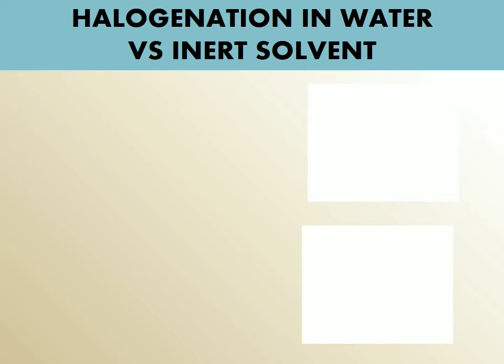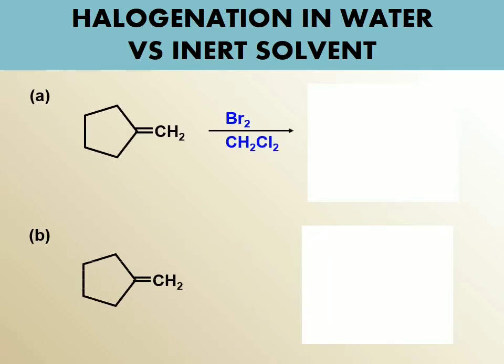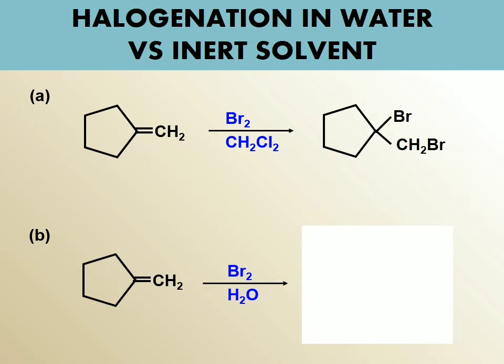So halogenation happens in 2 conditions, which are water or inert solvent. So remember, your product will be different when the solution is different. For an inert solvent, both of my Br will be added to the carbon-carbon double bond, so you get 2 Br in the product. And in the presence of water, we will add Br to the carbon with more hydrogens and OH to the other carbon.